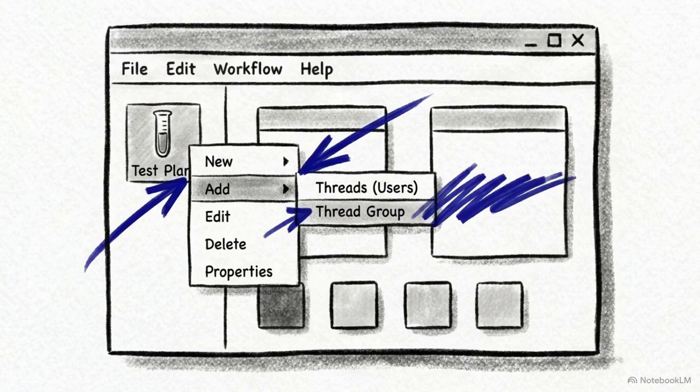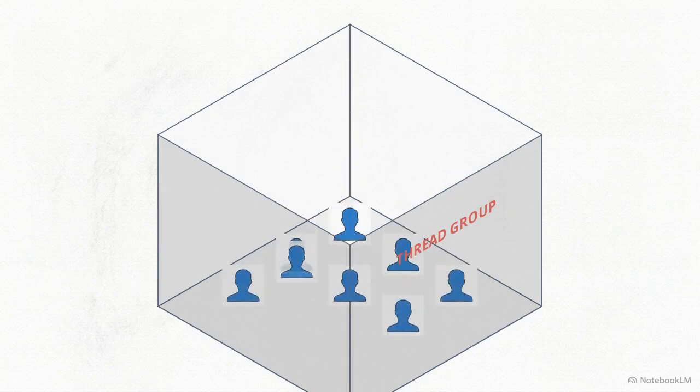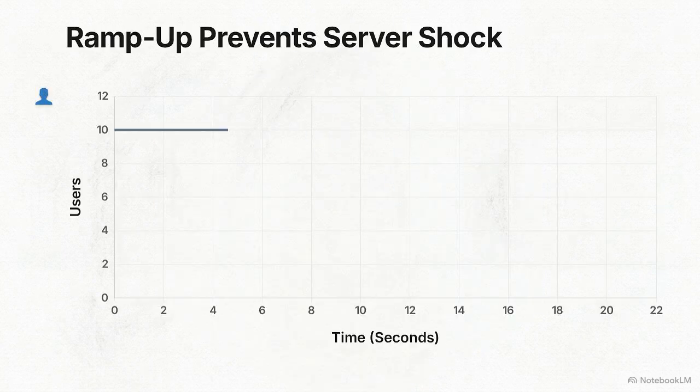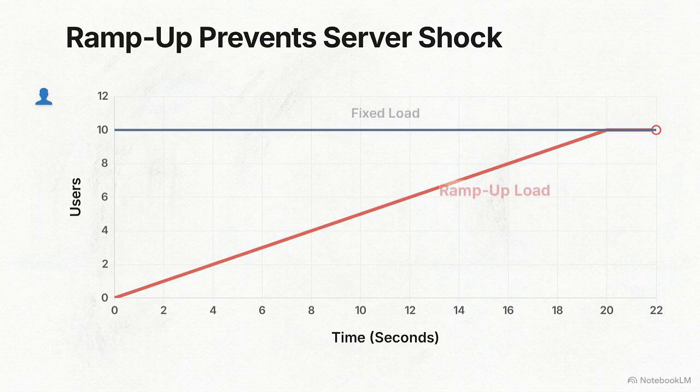To build the test, right-click your test plan and add a thread group. This acts as the container for your simulated virtual users. Dropping 10 users onto a server at the exact same millisecond is a fixed load. To simulate realistic human traffic, we use a ramp-up load. Spacing the entry of those 10 users over 20 seconds prevents an artificial server shock.